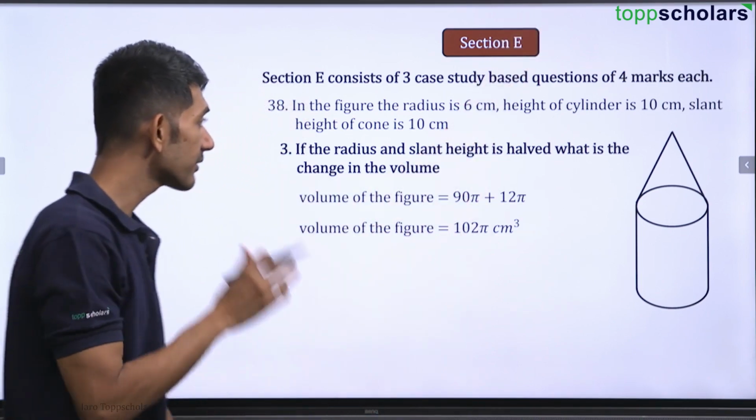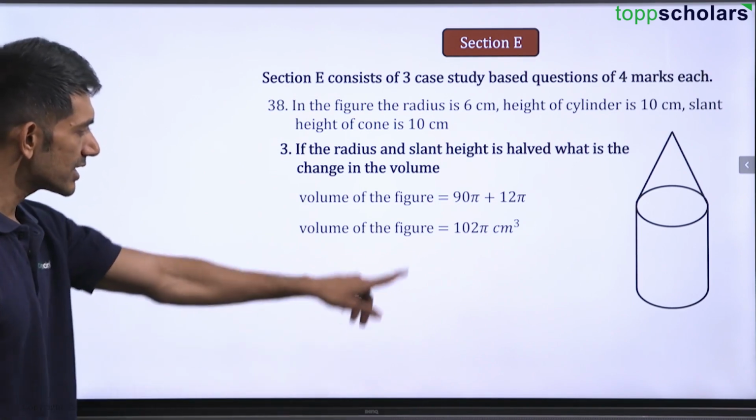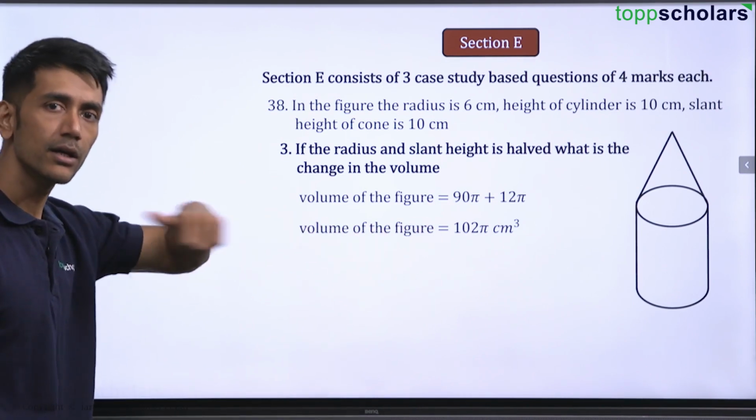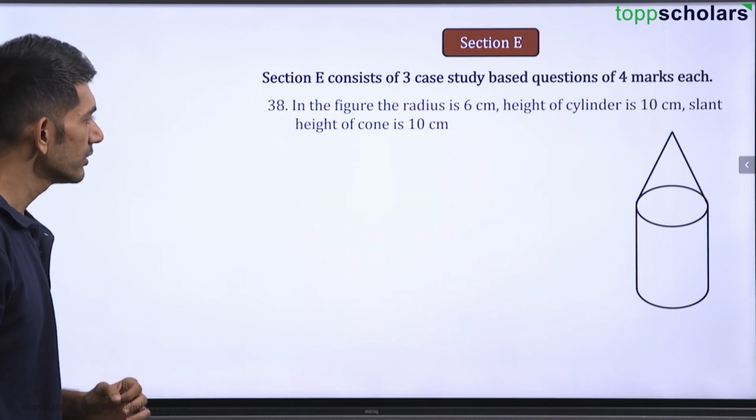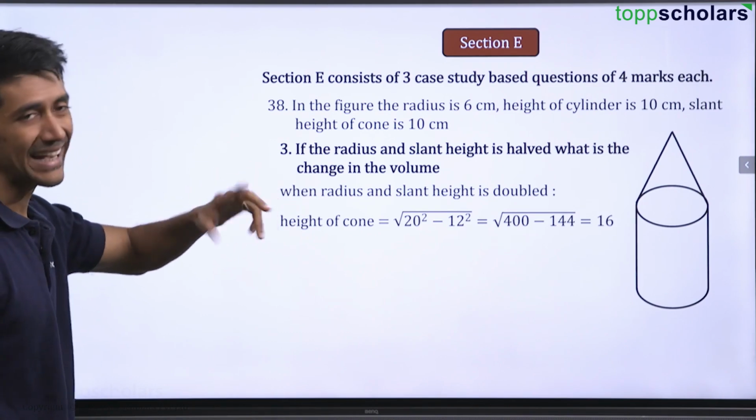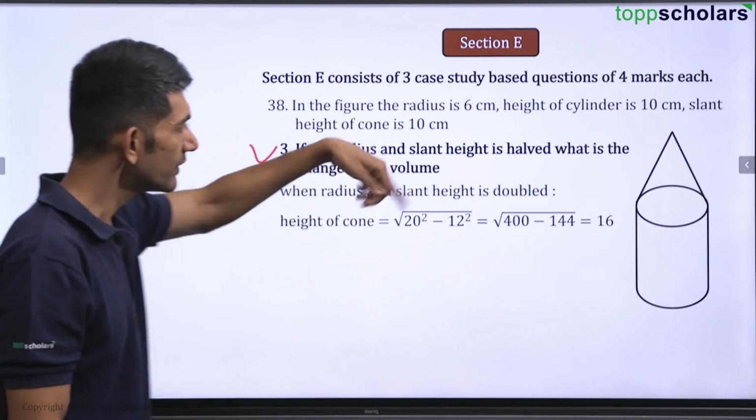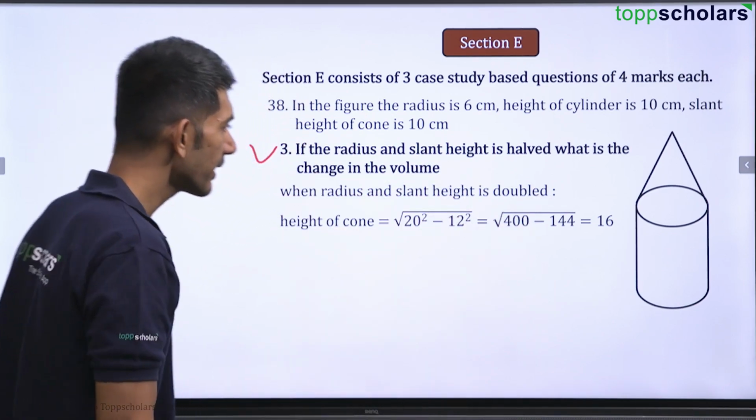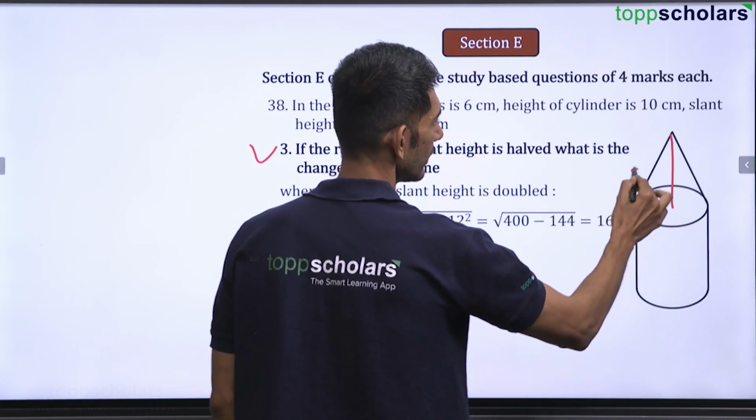So once you get this, see, whenever they say change in volume, ideally you should take the ratio. So just take the ratio of 102 pi by 216 pi. That is the final answer. Similarly, the next question was when radius and slant height is doubled. This is done. Now the question is doubled. So if the height is doubled, it becomes 16 because the height was 8. Now it is 16.